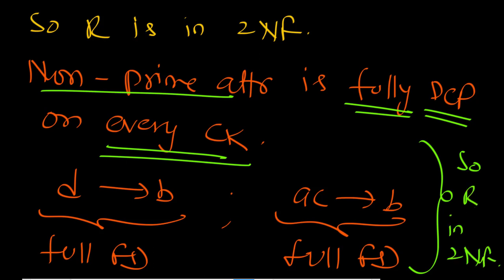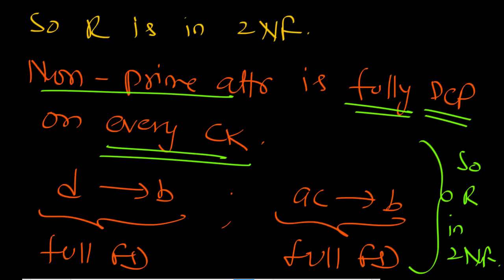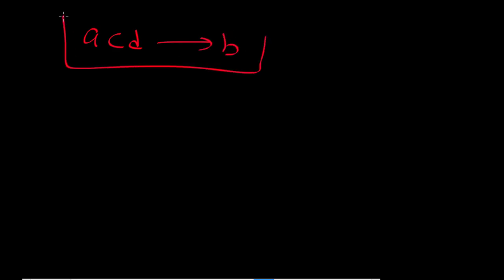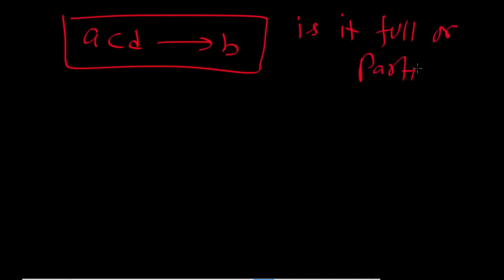Clear? But notice that although this is in 2NF, there is still a super key involved. Just take this example. Check this functional dependency. Is this full or partial? Pause the video and check it. Is this functional dependency full or partial? You can notice this is actually partial. Why?